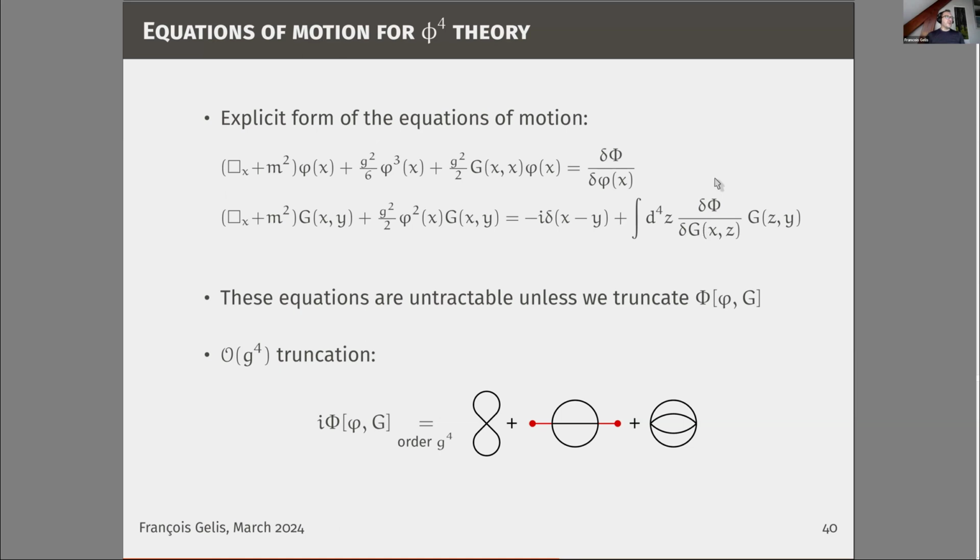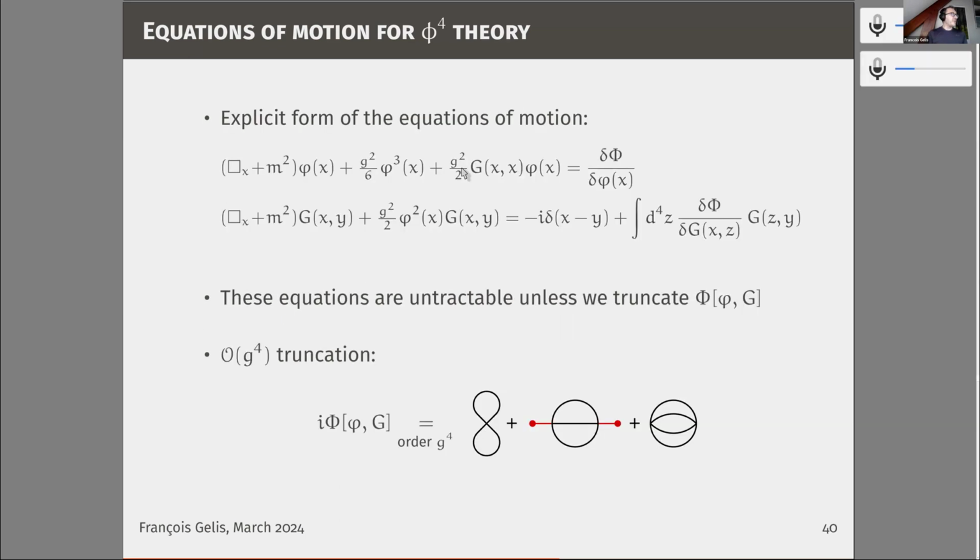To make them useful, you need to do a certain truncation of the 2PI functional phi, and the approximation we made here is to truncate this functional at the order G^4. So this includes these three graphs. The lines here are the exact propagator G, and the red dots are the field phi. So you have two graphs independent of the field and one that depends on the field. If you choose this truncation, then it becomes totally explicit, because now you can compute these derivatives explicitly in the two equations, and you have coupled equations for phi and G.